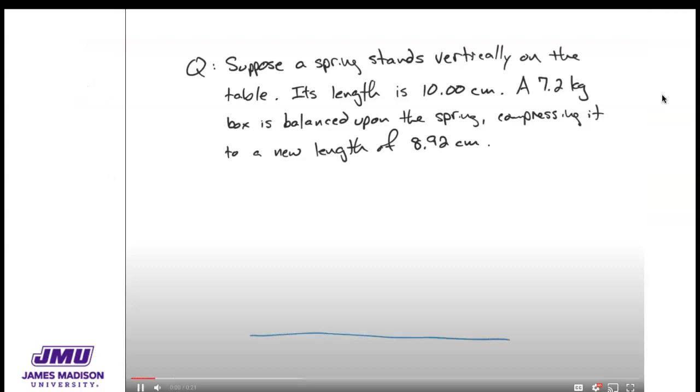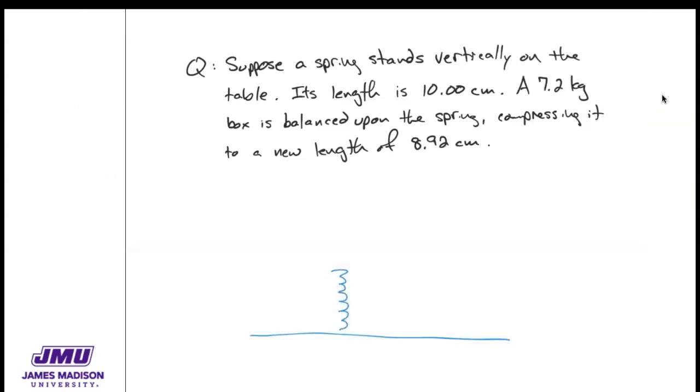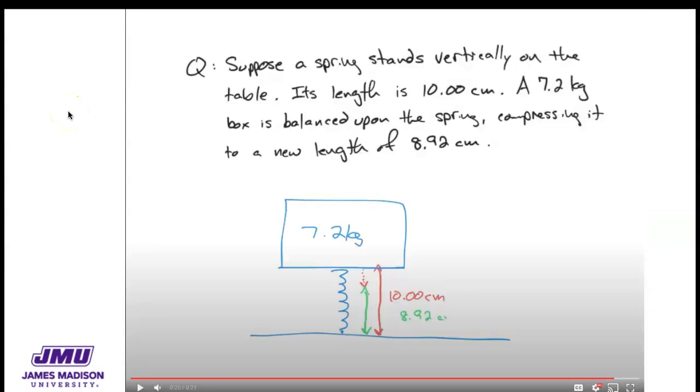Drawing a picture of the problem makes it a lot easier to be sure of what exactly is happening, so please do this. For example, this question says, suppose a spring stands vertically on the table. Its length is 10 centimeters, and a 7.2 kilogram box is balanced upon the spring, compressing the spring to a new length of 8.92 centimeters. The drawing makes it really clear what exactly is happening, and the change in spring length for this calculation would be the difference between the original length of 10 centimeters and the new length of 8.92 centimeters.